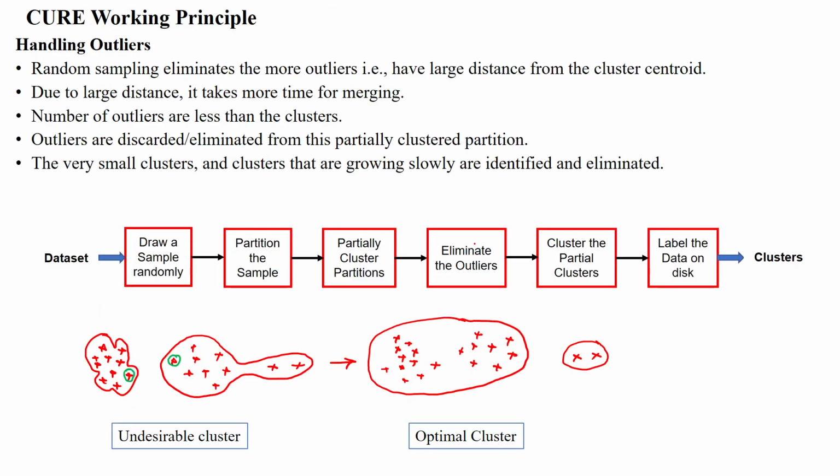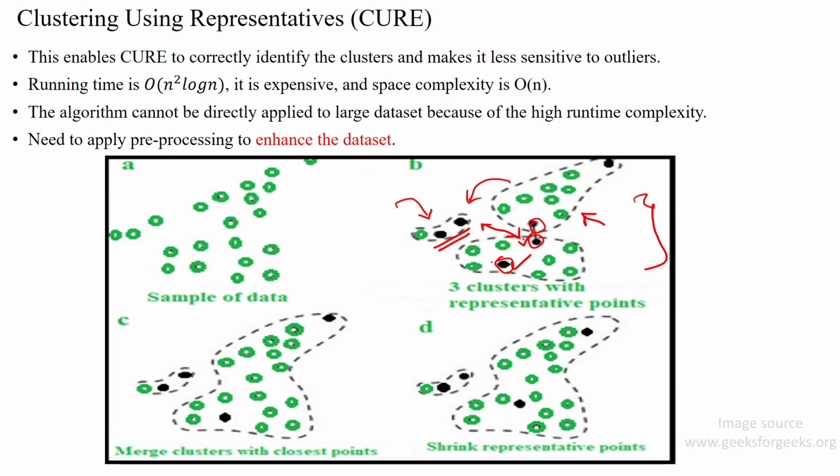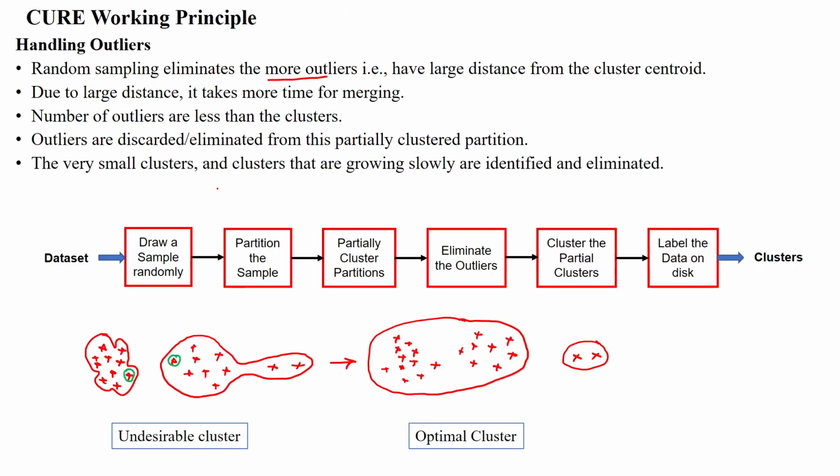We have to handle those outliers by using random sampling. Random sampling is used to handle the outliers, and it also eliminates a large number of outliers, because these data points are far away from the clustered representative data points. These data points are considered outliers. Due to that large distance, the outliers take more time to merge into already existing clusters.